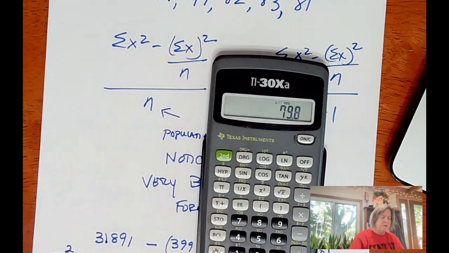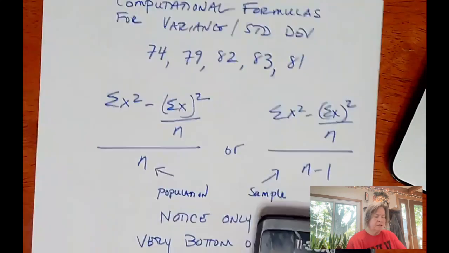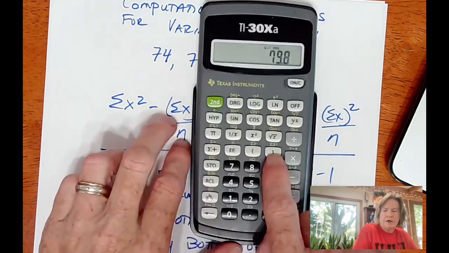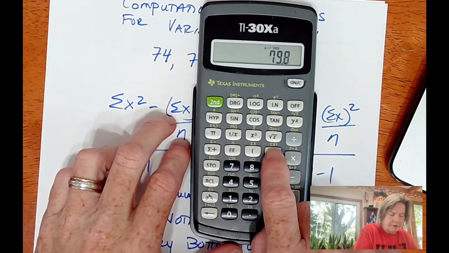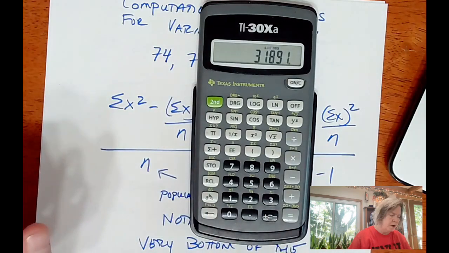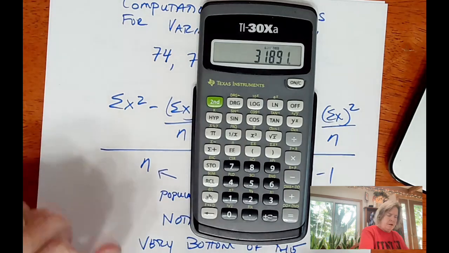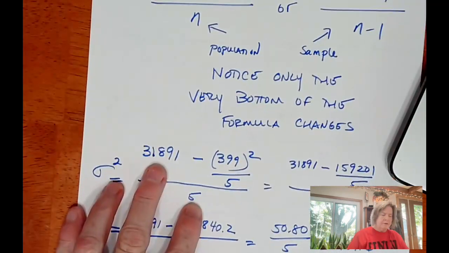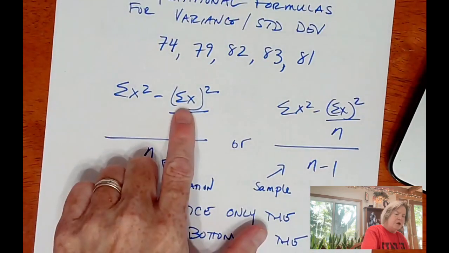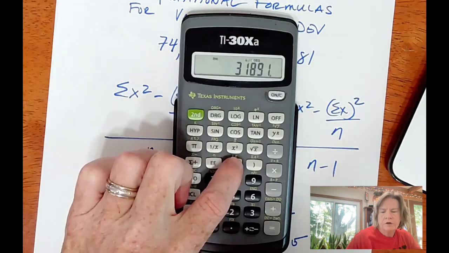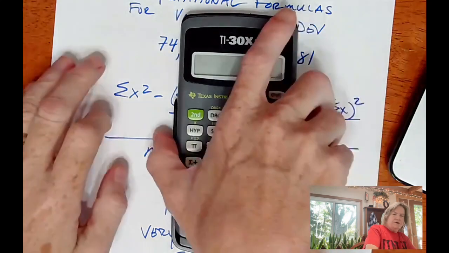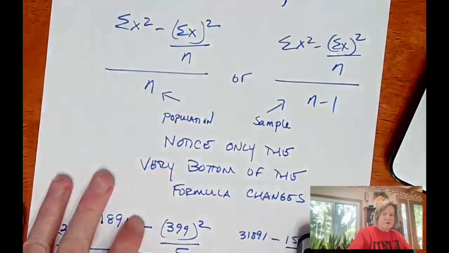All right, so now here's what we do. The first one says the sum of the x's squared. This button on your calculator is the closed parentheses right here. You look above, it says sum of x squared. Okay, so I'm going to hit second, close parentheses, and I get 31891. Okay, so I put 31891. The next thing is I need the sum of the x's quantity squared. So the sum of the x button is second, open parentheses, and it's 399. Okay. So now I have those values.